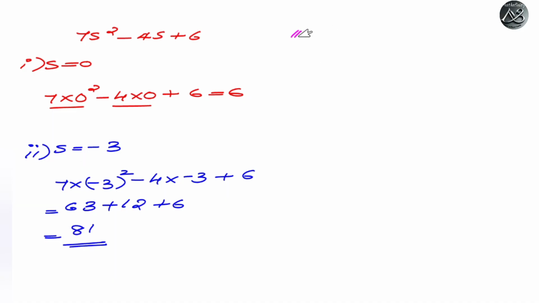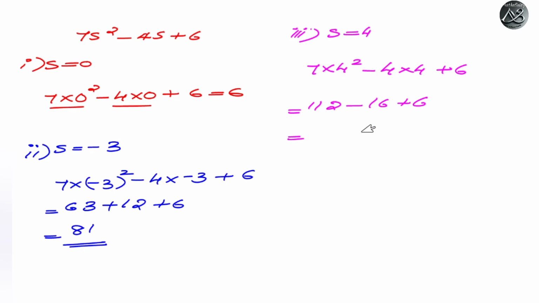Now the third question, the value of the quadratic polynomial when s equal to 4. It becomes 7 into 4 square minus 4 into 4 plus 6, that is 7 into 4 square, which is 16. 16 into 7 is 112, minus 4 fours are 16, plus 6. So the value of the expression is 100.